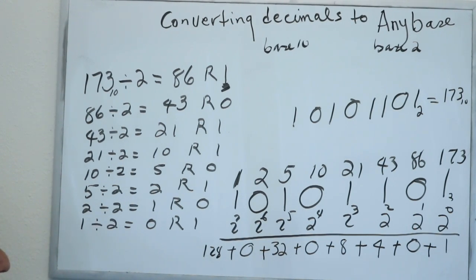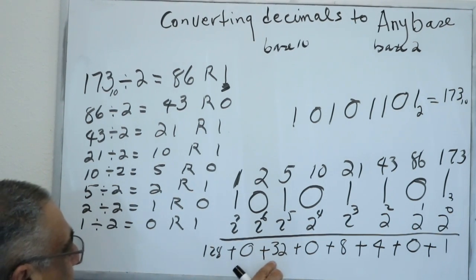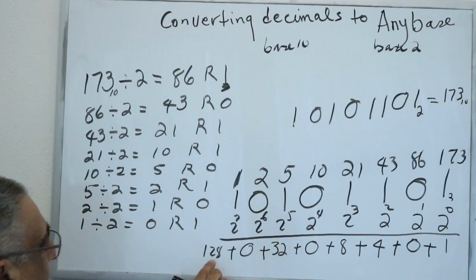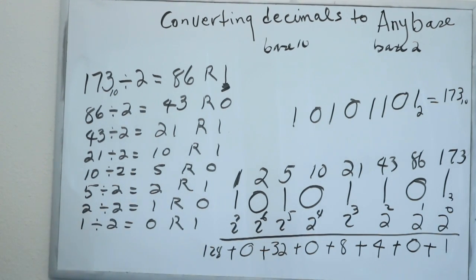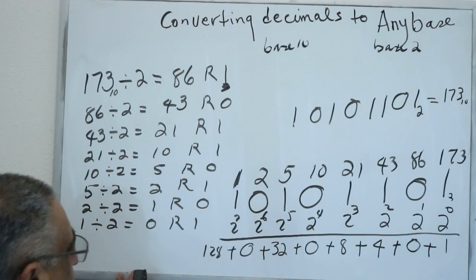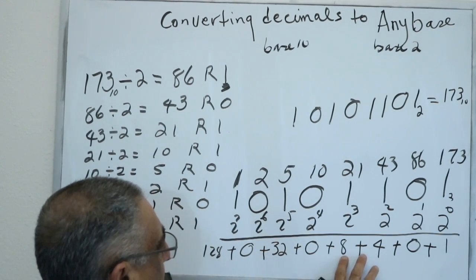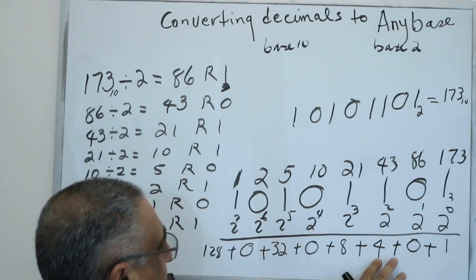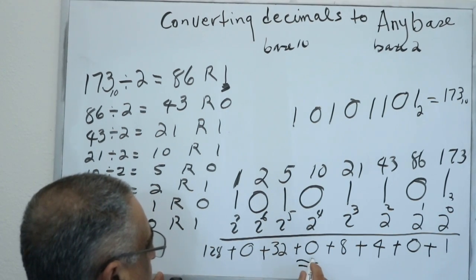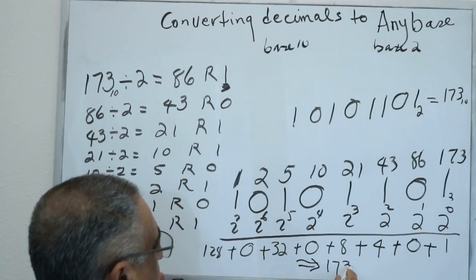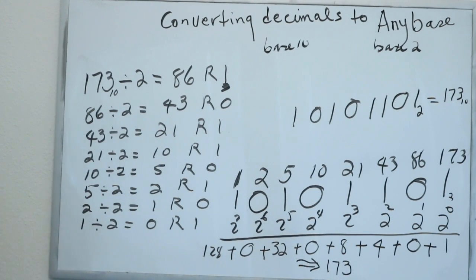So let me see when I add this. 128 plus 32 is 160, 168, 172, 173. So it does work. So this is my number. So now I did this method here to prove how you can divide.